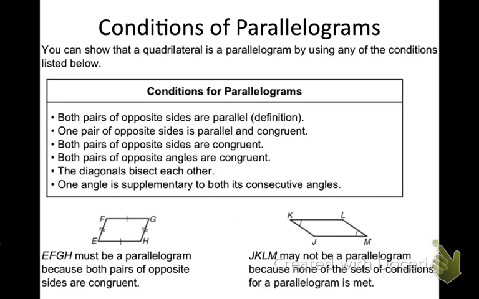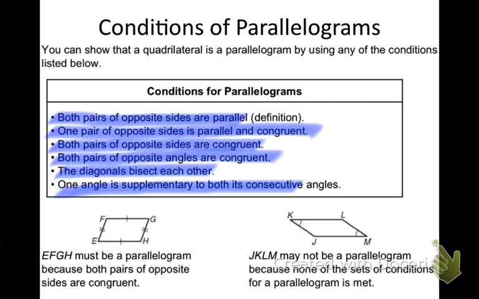Okay, so again, this is kind of a review of what we've been talking about, gentlemen. Both pairs of opposite sides are parallel. That's the definition. One pair of opposite sides is parallel and congruent, then it's a parallelogram. If both pairs of opposite sides are congruent, it's a parallelogram. If both pairs of opposite angles are congruent, that's a parallelogram. If the diagonals bisect each other, it's a parallelogram. And if one angle is supplementary to both its consecutive angles, that is a parallelogram. And again, here's an example of what is a parallelogram. Here's an example of what is not a parallelogram.